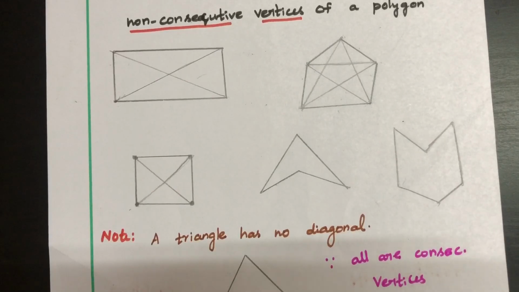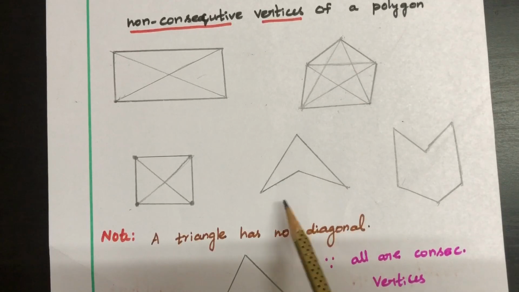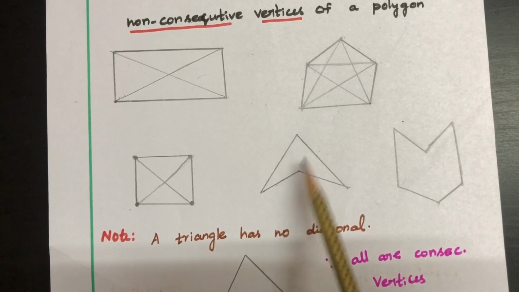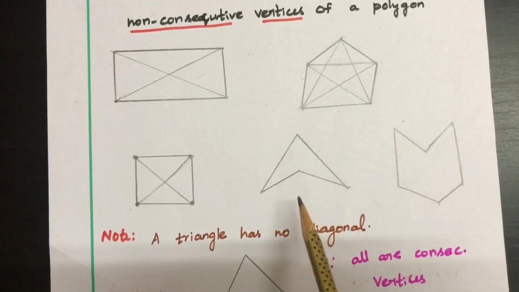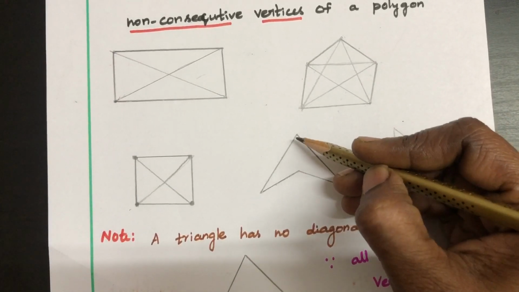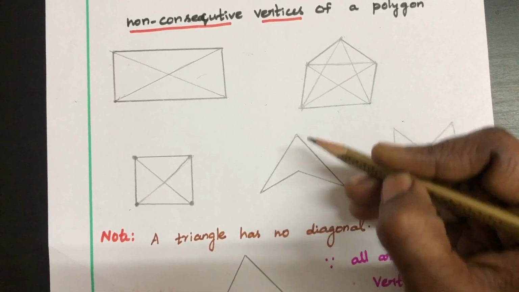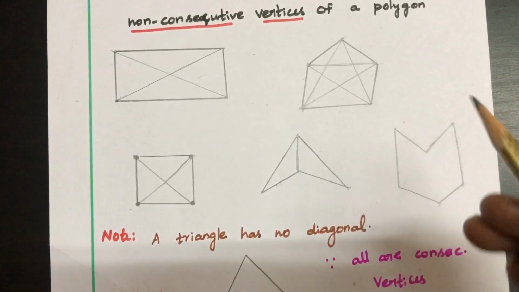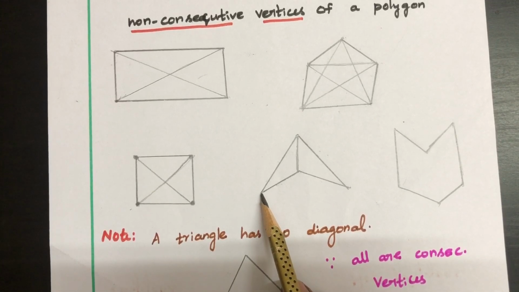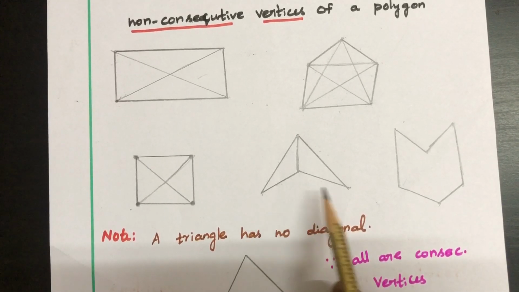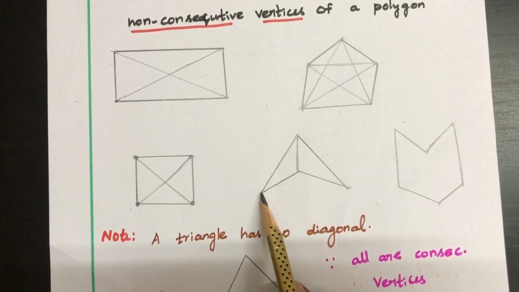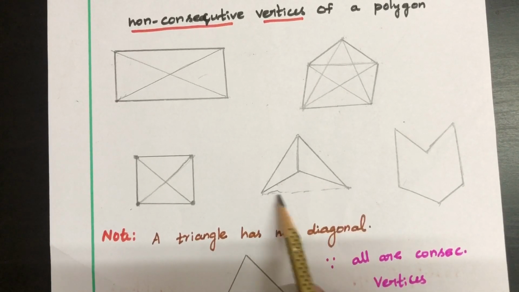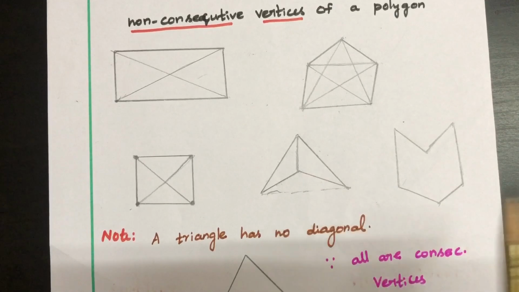Now, see, this is also a closed curve with 4 sides. 1, 2, 3, 4, right? 1, 2, 3, 4 vertices. So how will the diagonals be? Look for the non-consecutive vertices. For this, the non-consecutive one is here, so one diagonal came here. For this, the non-consecutive one is here only, so another diagonal will come this way. So there are 2 diagonals for this figure.